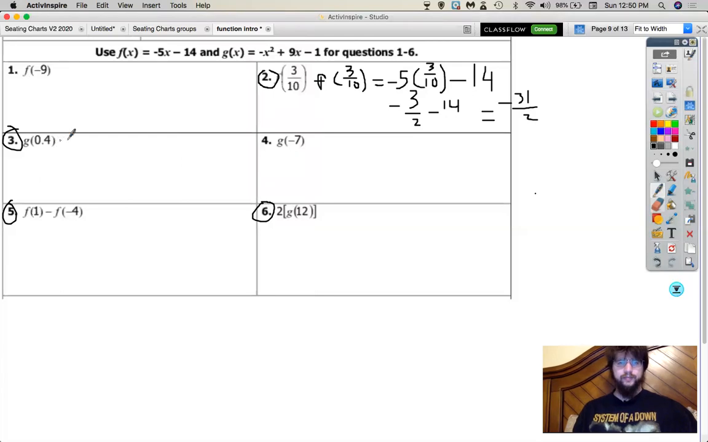Let's look at this one. So we have multiple x's here. That means we need to put parentheses twice. So g of 0.4 equals negative 0.4 squared plus 9 times 0.4 minus 1. I'll be back in just a moment.